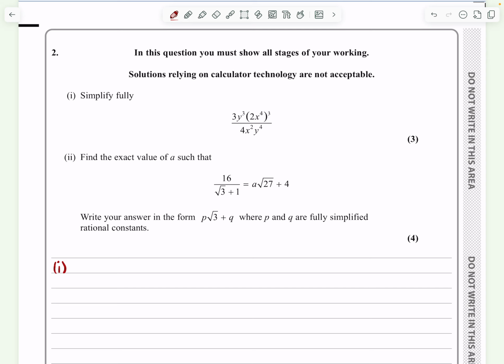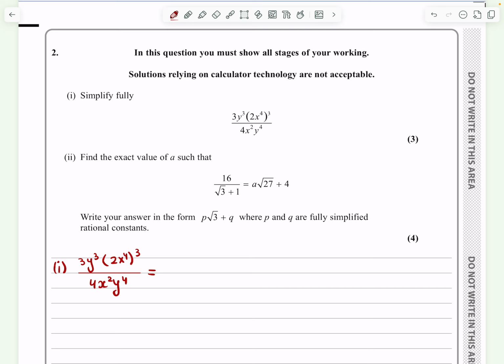We have an expression 3y cubed times (2x to the power of 4) cubed, divided by 4x squared y to the power of 4. So we need to simplify this completely, and only then can we get the full mark for this. This question has 3 marks, so that's basically independent of the method, so you're going to get the accuracy marks B1, B1, B1. Okay.